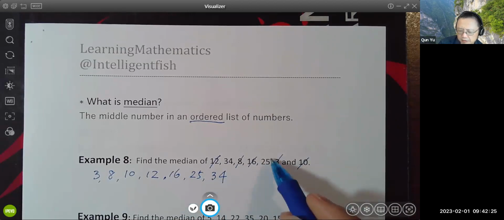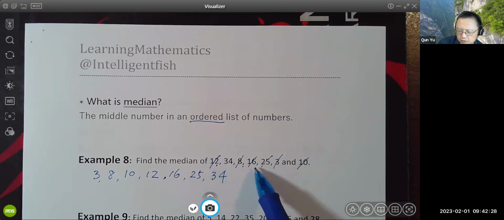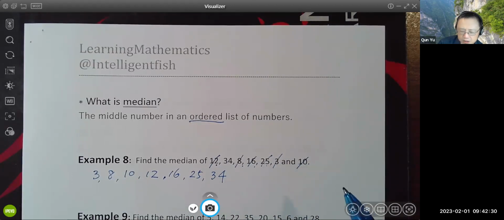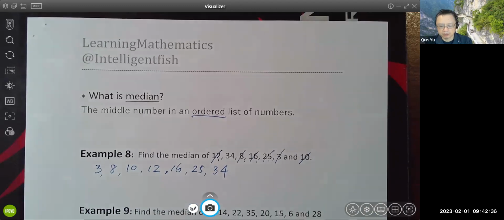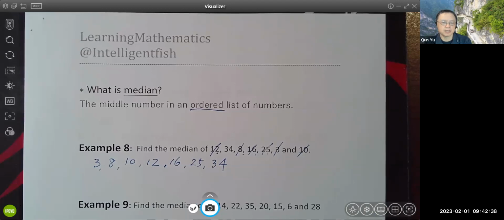Make sure I got everything. 1, 2, 3, 4, 5, 6, 7. See, I have 7 numbers, so I don't miss any numbers. Now I put them in order. Now I want to locate the number in the middle.